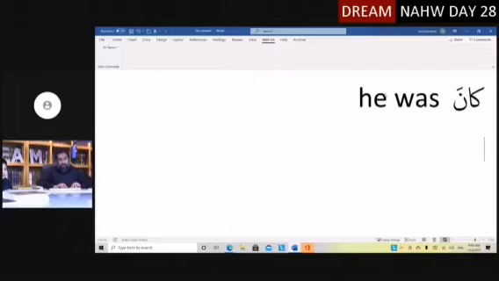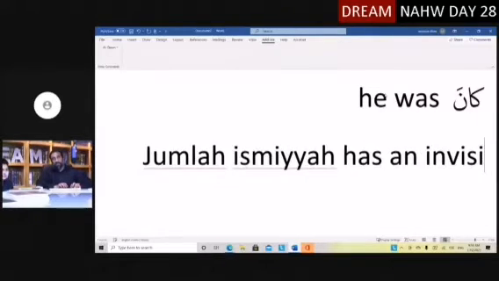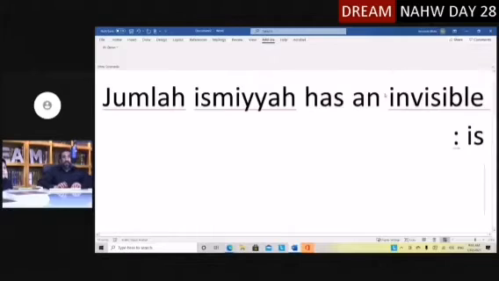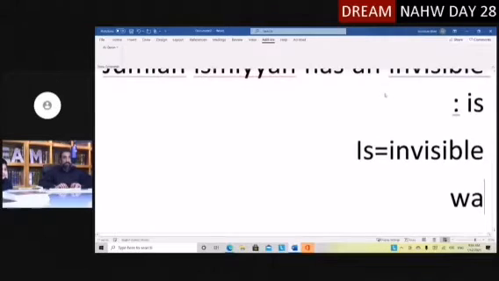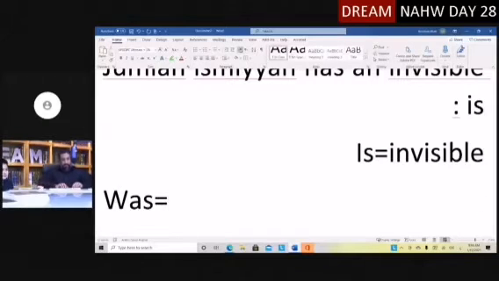Now, in Jumla Ismiya, what is between the Mubtada and the Khabar? There's an invisible "is." But what if you wanted to say "was," not "is," but the past version of "is"? The "is" is invisible, but the "was" is shown. Was is the word Kana. Now Kana is a past tense.